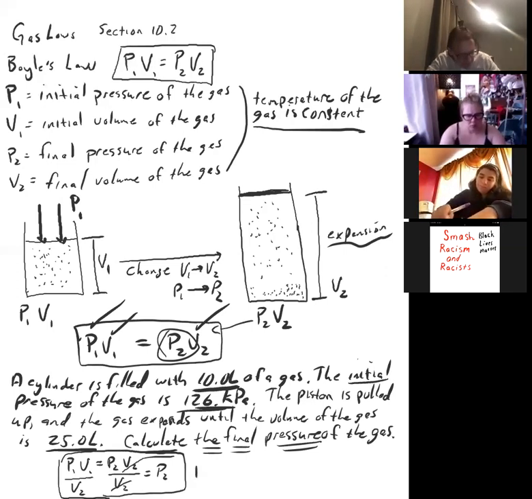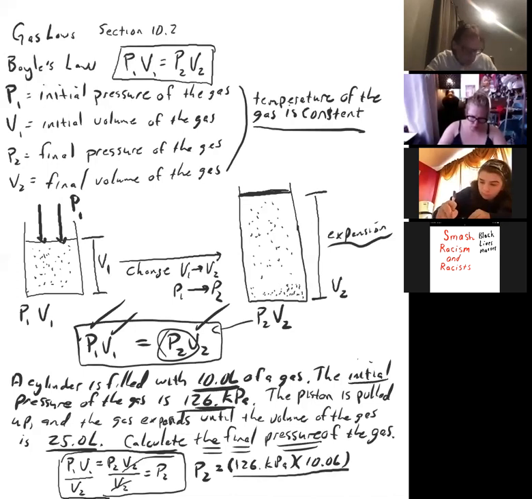Okay? So P2 will be P1, which is 126 kPa, times, I'll put this in parentheses just so you can see those two numbers, V1, which is 10 liters. And then we're going to divide that by V2, which is 25.0 liters. P1 V1 over V2. kPa is the pressure unit, liters the volume unit, liters the volume unit. Liters will cancel, so you're going to have kPa. So it looks like it's 1260 divided by 25, 50.4.